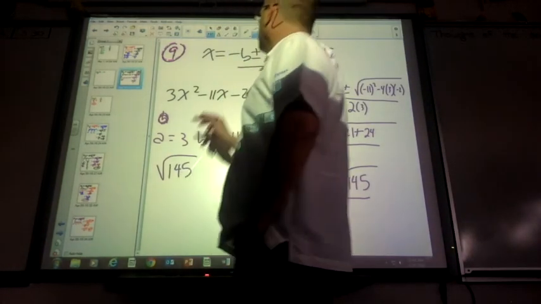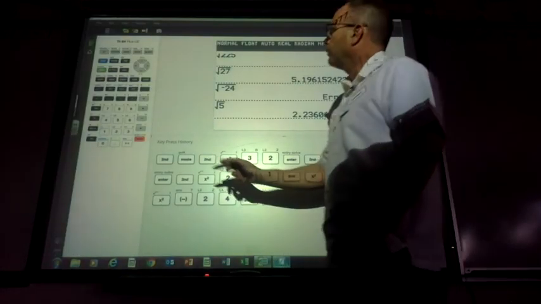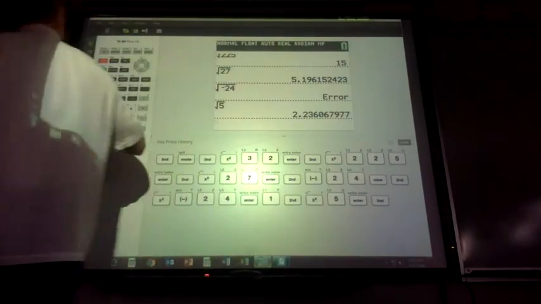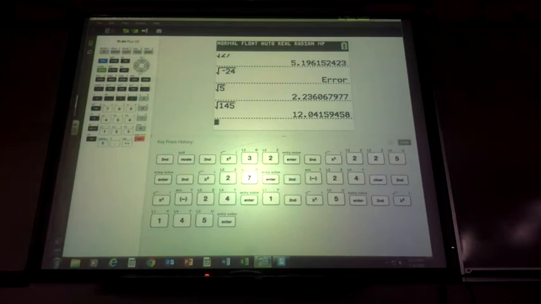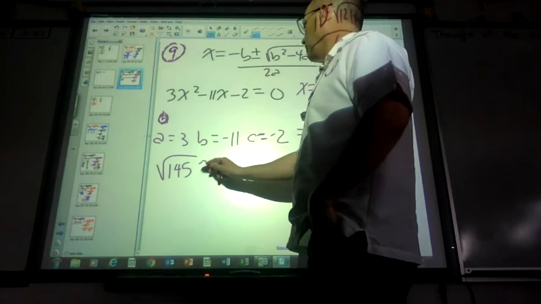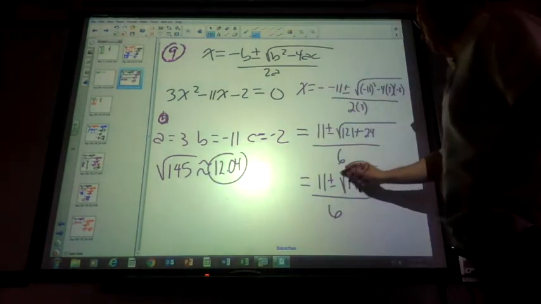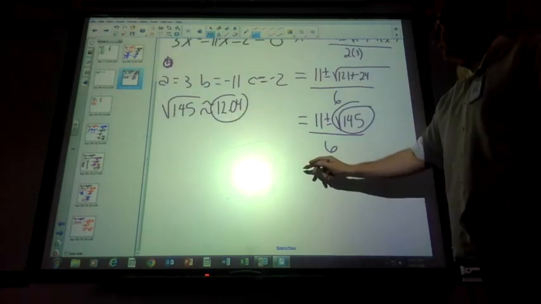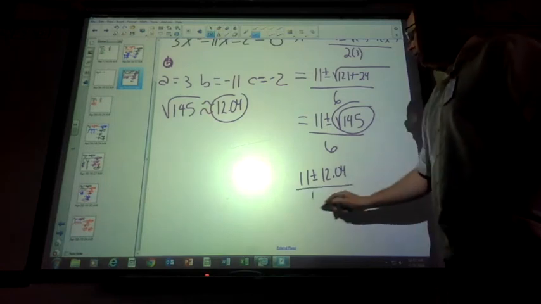So 2 decimal places, okay? So root 145. Enter. 2 decimal places is 12.04. So this is about 12.04. So again, I'm going to take this and substitute it in right here. So I get 11 plus or minus 12.04 over 6.